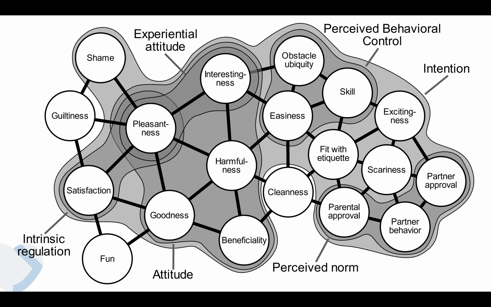And of course, you can slice people's psyche up, not literally this time, but conceptually. You can slice people's psyche up in different ways. So some theories might say pleasantness and interestingness together with maybe some other attributes, we call that experiential attitude. Another theory might say pleasantness and satisfaction, we clump those two together and we call it intrinsic regulation.